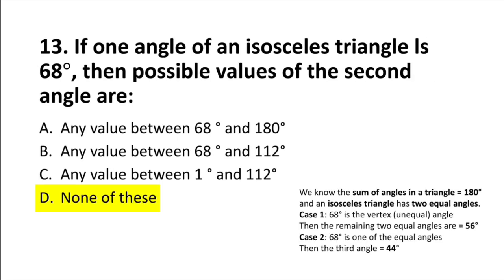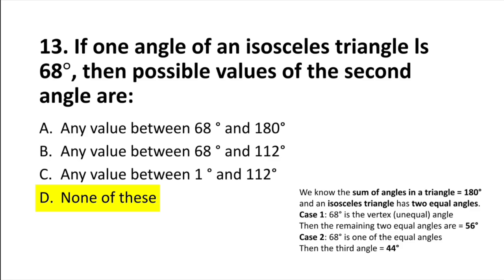So here we have two cases actually. We know the sum of the angles in a triangle is 180 degrees, and an isosceles triangle has two equal angles. In case 1, let's say 68 is the vertex angle, meaning the unequal angle. So the remaining two angles will be 56 and 56, right? 56 plus 56 plus 68 equals 180. This is the first case.